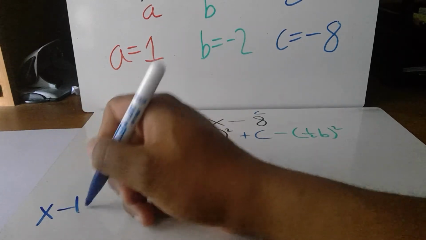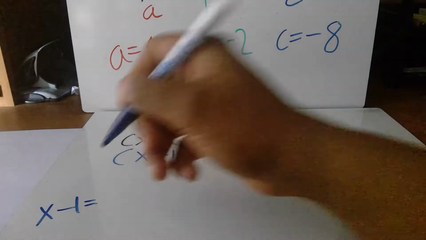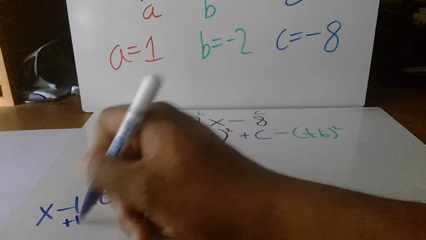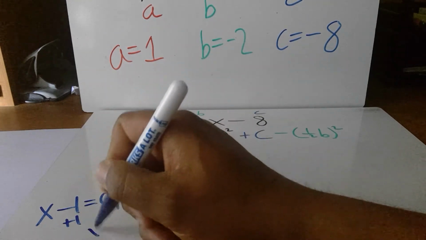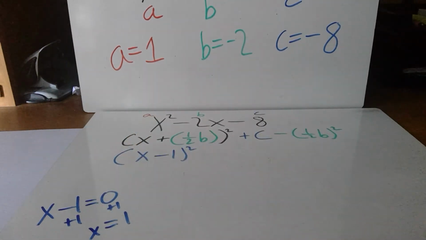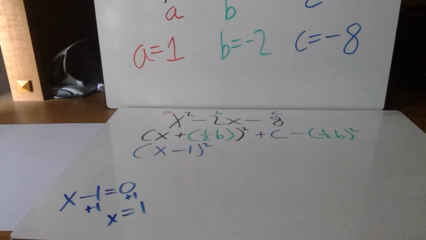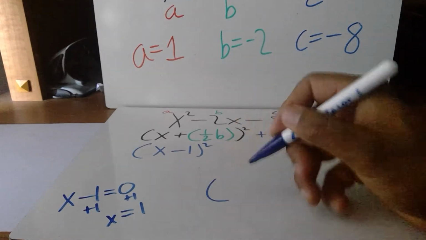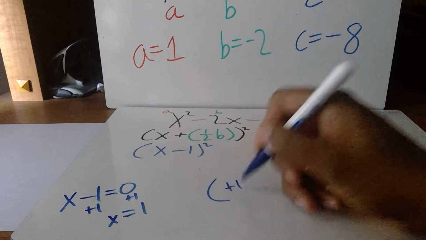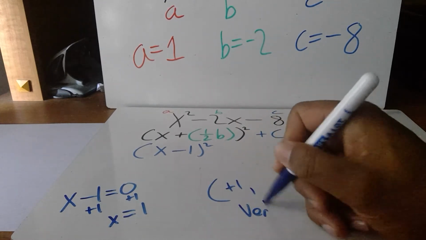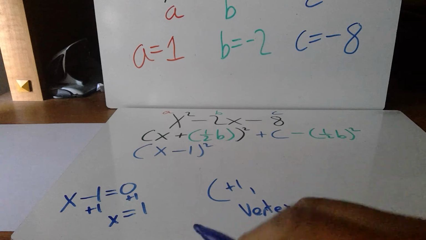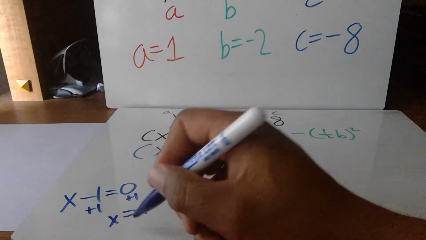We're talking about this right here. x minus 1 equals 0. Plus 1, plus 1. That means your horizontal movement is 1 unit to the right. So if we're finding the vertex, it's going to be plus 1 for your vertex. Solve for x and you get that horizontal movement.